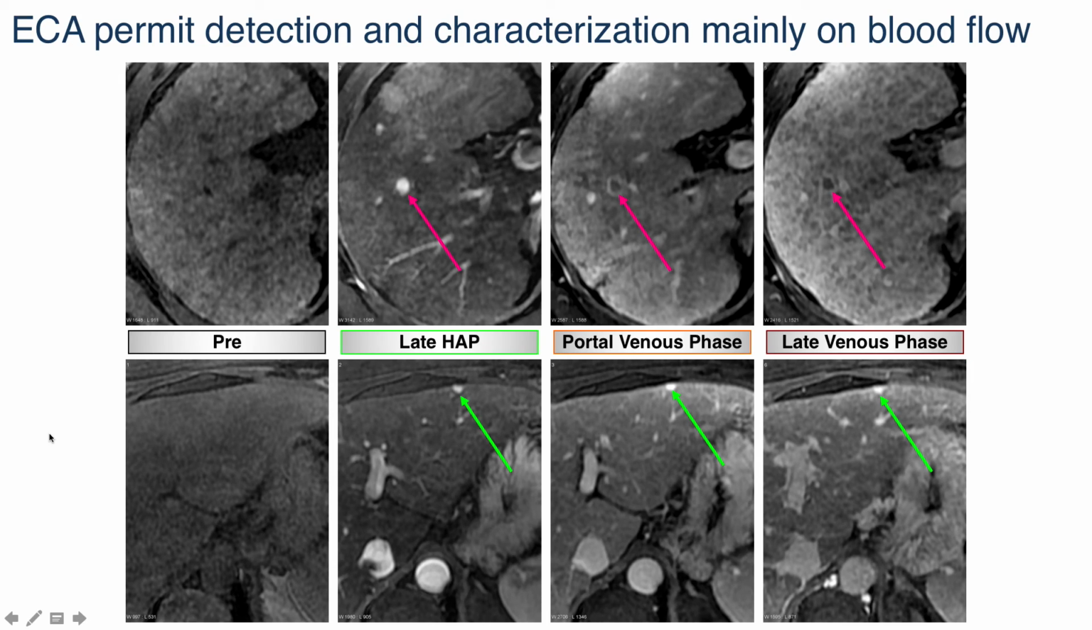And why is this helpful? So we talked about the arterial phase. Why do we get other phases? Why don't we just stop with the arterial phase? I mean, I see a lesion here. I see a lesion here. Why would I need anything other than the arterial phase? Because the later phases also give us information.